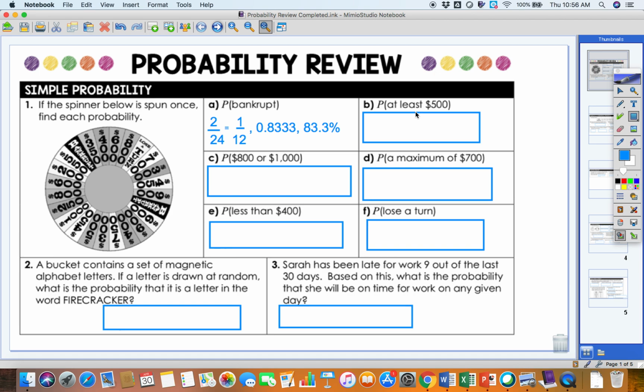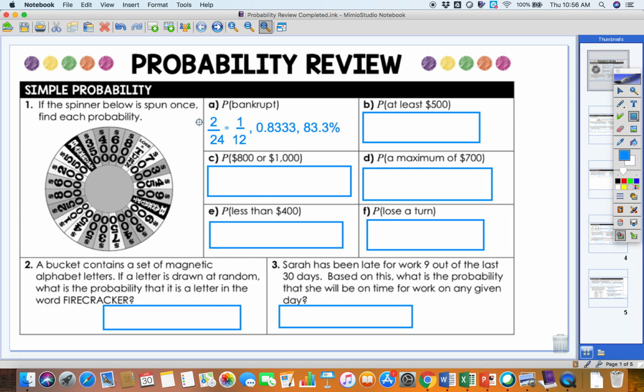So here we want the probability that we're going to spin bankrupt. So if you look at the spinner, there are two sections that say bankrupt. So that's where we got the 2. And then there are 24 total sections, which is where the 24 came from. 2 out of 24 reduces into 1 out of 12, which is 0.8333 repeating, which turns into 83 and a third percent.